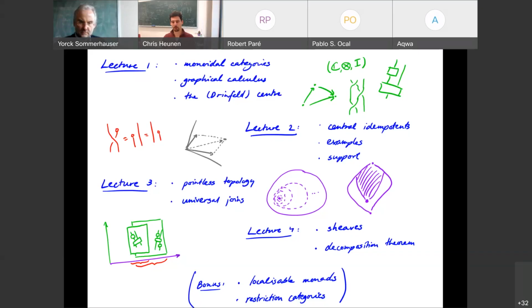I'm going to talk about locales and frames and how you can do topology with just the opens if you have no points around, and how you might reconstruct the points. And mostly what we'll talk about in the third lecture is how this notion of pointless topology interacts with the monoidal category. And in the final lecture, the fourth one, we'll talk about sheaves. First of all, what they are, set valued sheaves, and later on category valued sheaves. And we'll prove actually this decomposition theorem that I mentioned. Any monoidal category, you can see as a sort of tiny monoidal category continuously varying over this base space. And that's the prospectus.